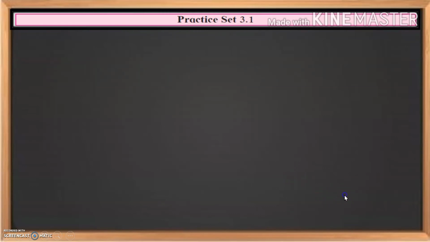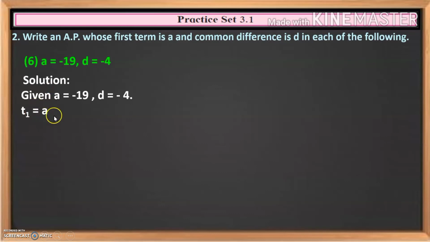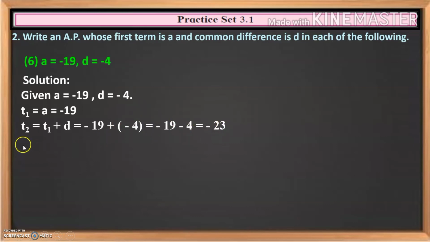Now we shall take up one more sum, students. We will take up the 6th sum. So solution remains the same. T1 is equal to A, minus 19, D is minus 4. T2 is equal to T1 plus D, equal to minus 19 plus minus 4. Now since D is negative, I have put this within brackets. Next step is to open the brackets, that is minus 19 minus 4 equal to minus 23.